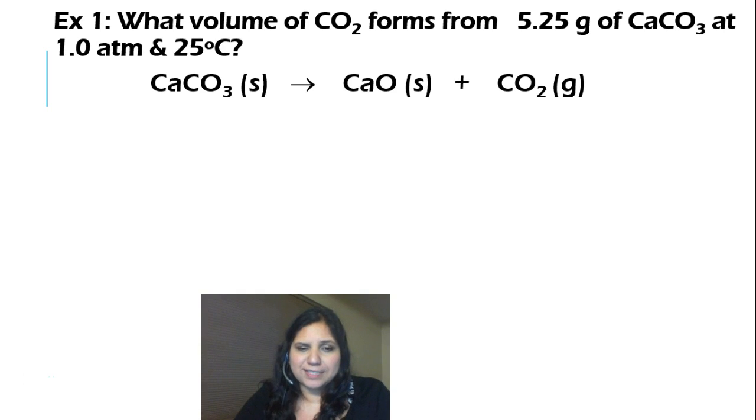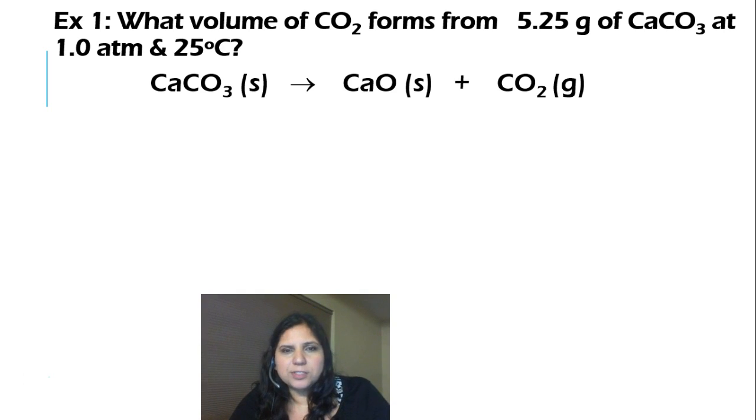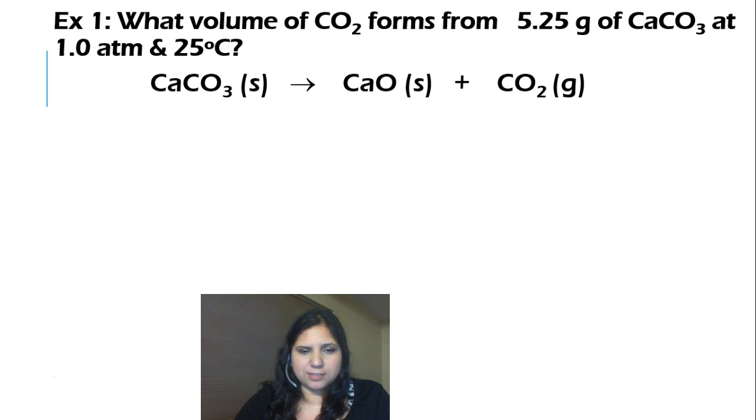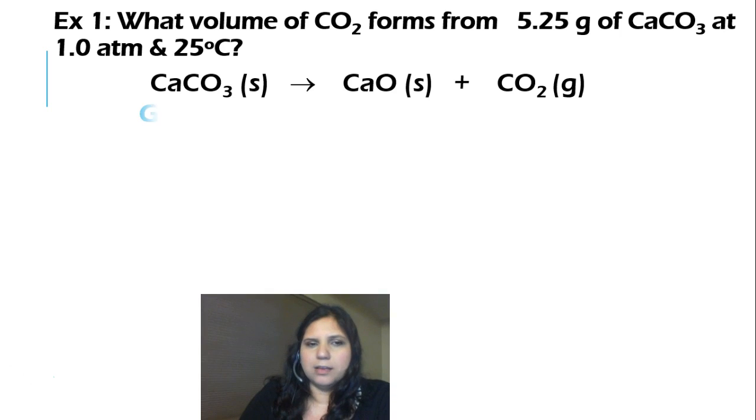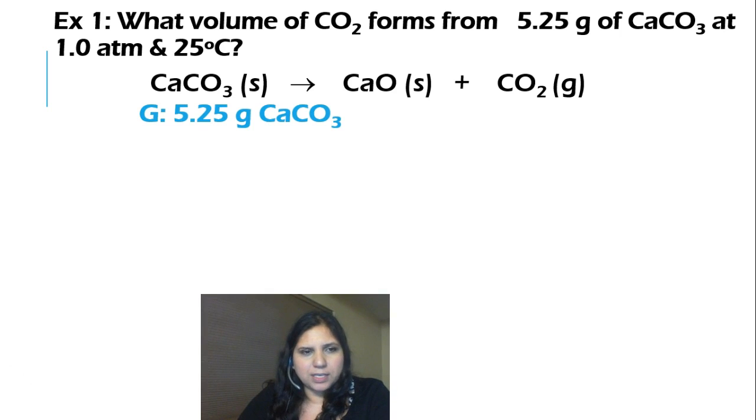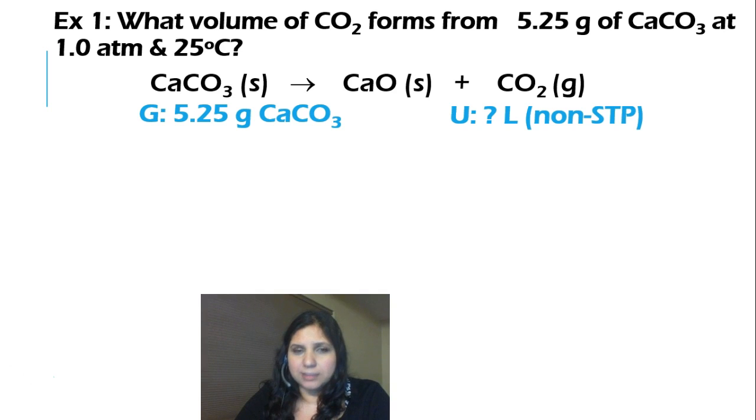All right, so here's our example. What volume of CO2 forms from 5.25 grams of calcium carbonate at 1 atmosphere and 25 degrees Celsius? Pretty close to STP. What's wrong with this is the temperature. It's 25 degrees and not 0 degrees Celsius. So my given here is 5.25 grams of calcium carbonate, and my unknown is the liters or volume of CO2. And it's not at STP.